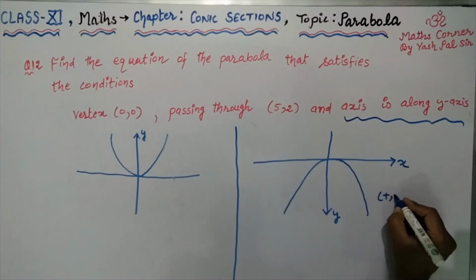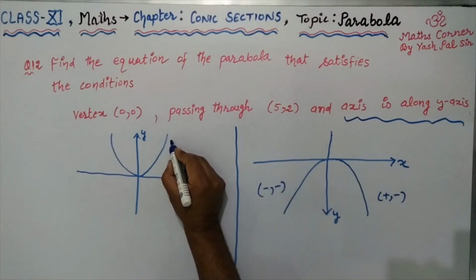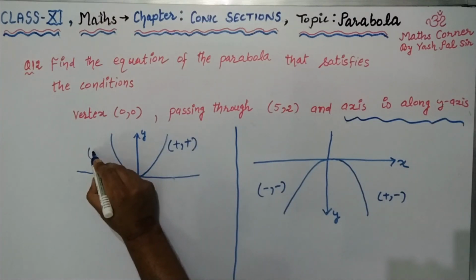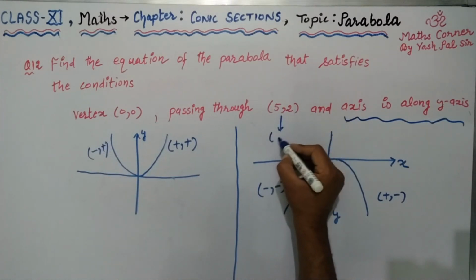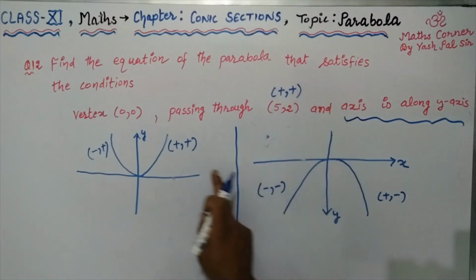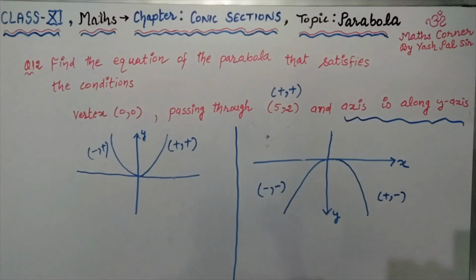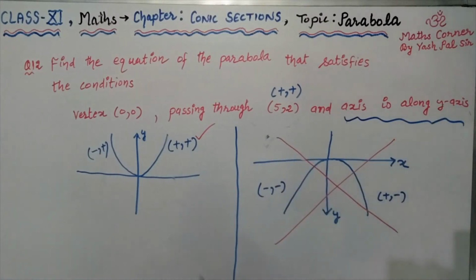Here this parabola passes through the fourth quadrant, where x is positive, y is negative. In the third quadrant x is negative, y is also negative. In the first quadrant we have x positive, y also positive. In the second quadrant we have x negative, y positive. And this point is (5, 2), that is plus, plus. So search here where this point should lie. Of course we have got the answer. This is the case, so we rejected the other one.